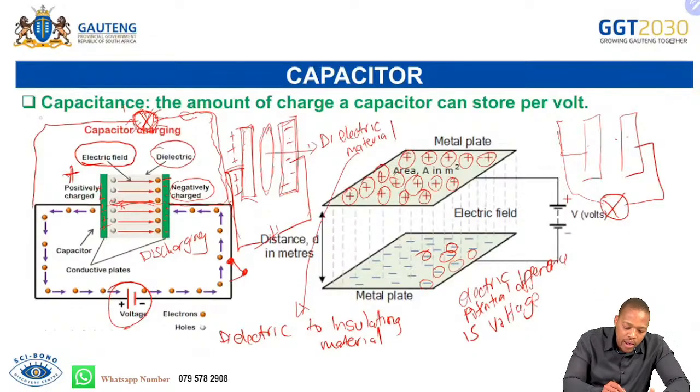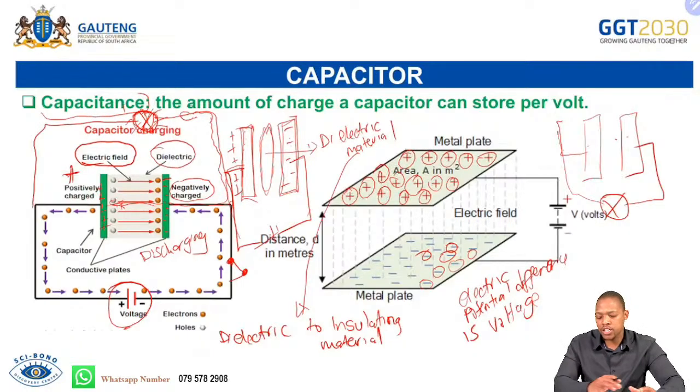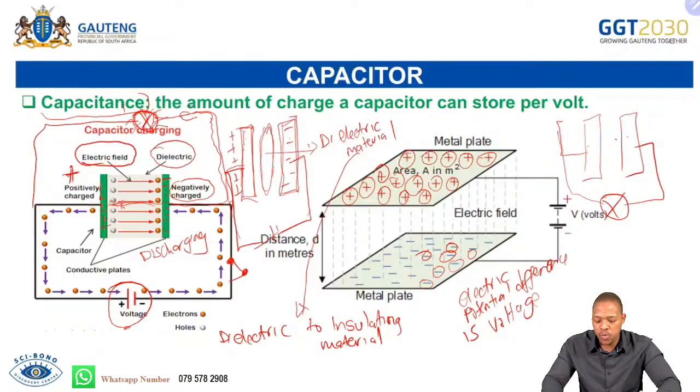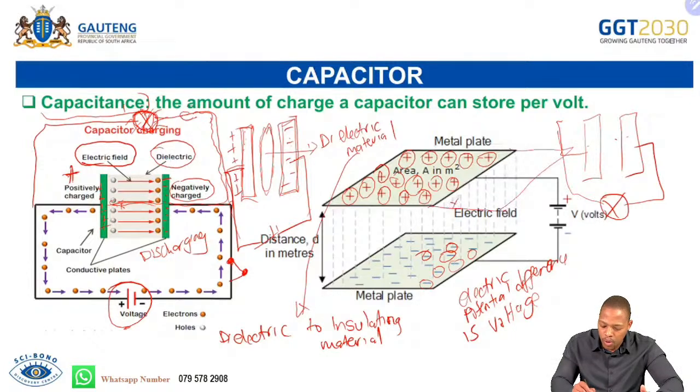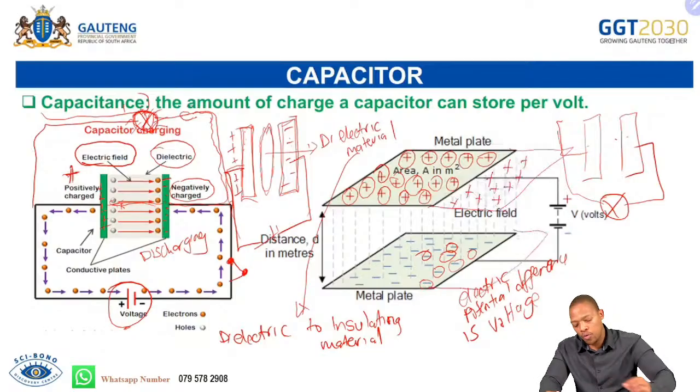That means you are having a what? A higher capacitance. It means you can store more charge that way. If you are storing charges on these plates and I make the plate even larger, I will have more charges stored here. So I can affect the what? The capacitance of a capacitor.